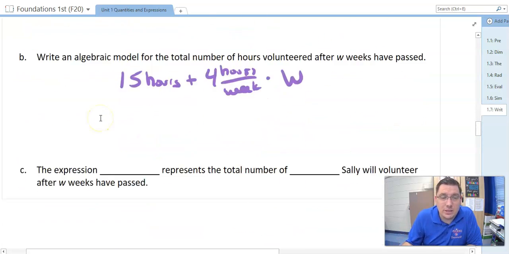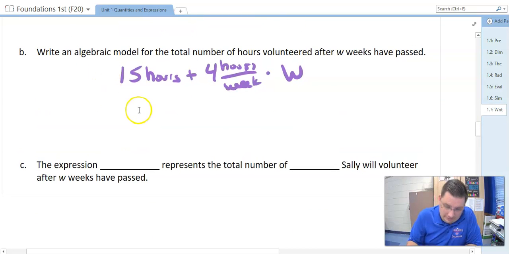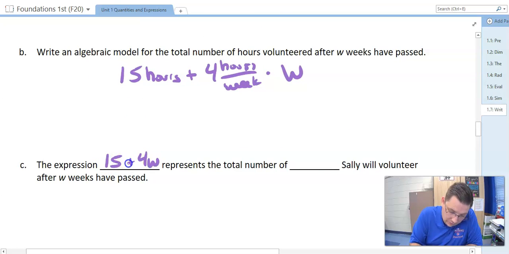And so in part C, the expression 15 plus 4W represents the total number of what? Hours that Sally will volunteer after W weeks have passed.